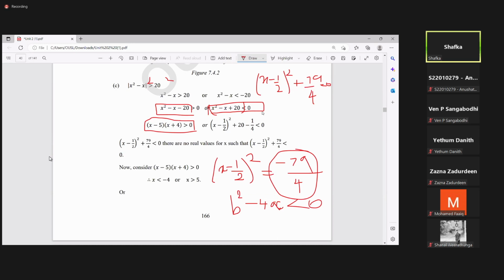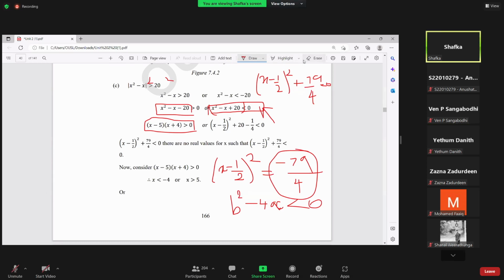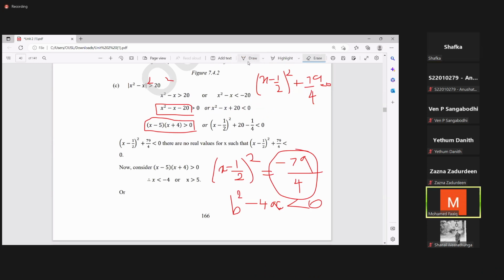Can you understand why we neglect this inequality? Can you just explain about it? Can we have a real solution for this quadratic equation? No. Since we are finding the real solution which satisfies the inequality, if you don't have any real solution which satisfies this second inequality, we can neglect that. The only thing is you have to mention why you are neglecting. If you have mentioned we don't have any real solution, that's fine.